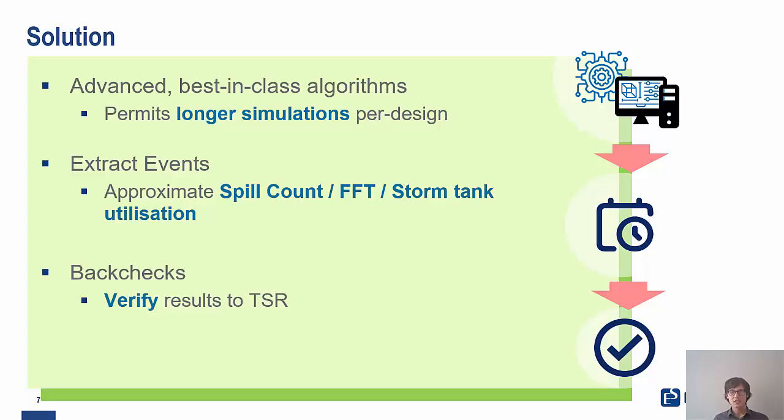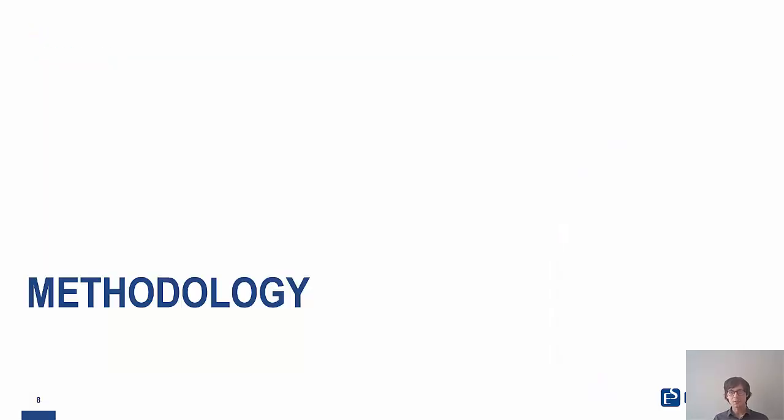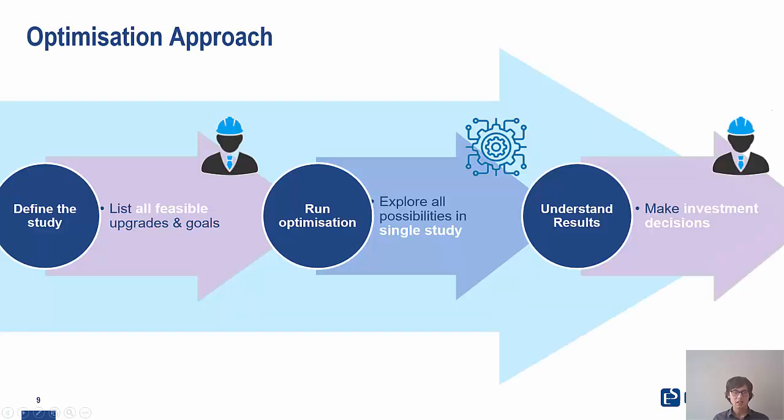Okay, let's move on to take a look at the methodology in a bit more detail. So in case there's any here perhaps less familiar with the optimization approach, it can be a little different in philosophy to perhaps a traditional manual method. So we begin by defining the study. We list all feasible upgrades, even if we're not sure if they might be beneficial or not. We'll let the algorithm decide that later.